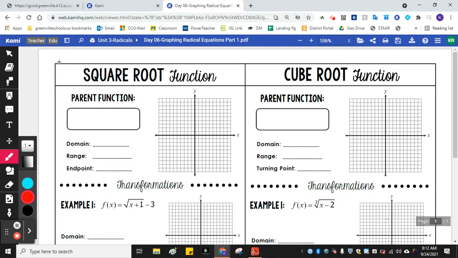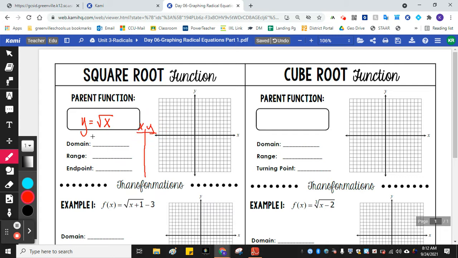Graphing square root functions and cube root functions should be a review because they are part of your parent functions. Remember, the parent function for square root is y equals the square root of x. Your domain is easy to do when you see the graph. I can't do the square root of negative numbers because that's imaginary.